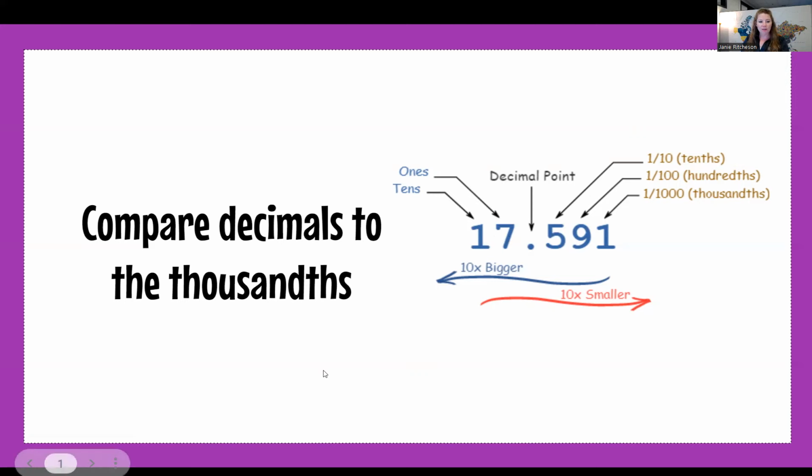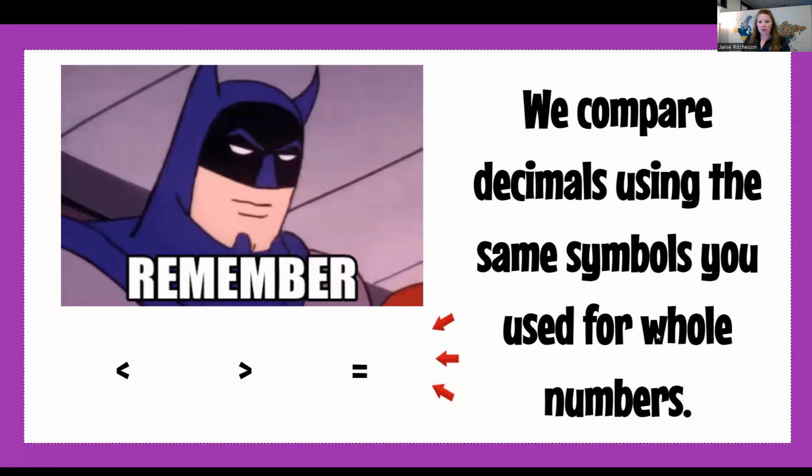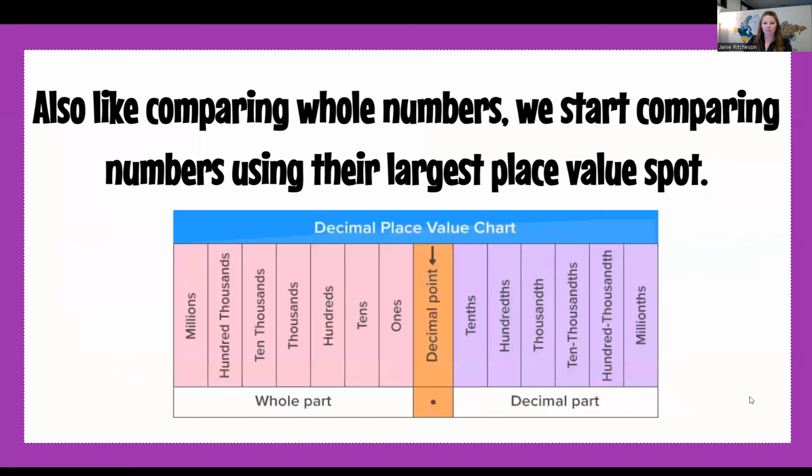So today we're going to talk about comparing decimals all the way out to the thousandths place. So remember all of these numbers to the right of the decimal, they all end in "ths." When we compare decimals, we are using the less than sign, the greater than sign, or sometimes the equal sign. Those are the same symbols you use when you are comparing whole numbers.